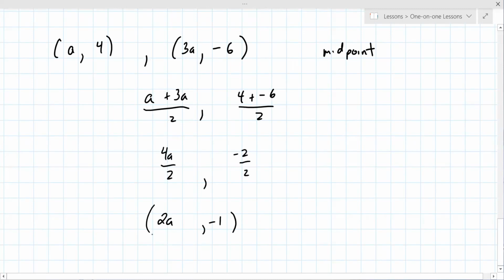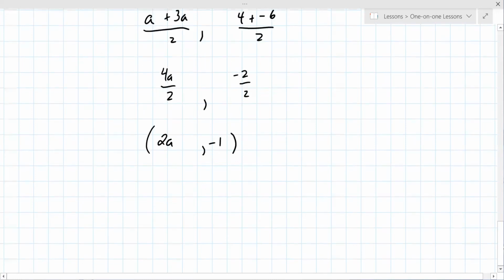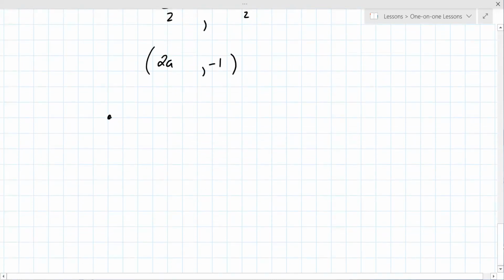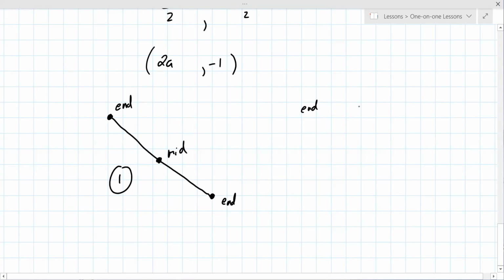Okay. Now, just to be clear on what a midpoint is, here's a point, here's another point. The midpoint is the place that's halfway between them, obviously. Usually you get the endpoints to find the midpoint, so this is option one. But I could also give you one endpoint and the midpoint to find the other endpoint. Let's see how we might do that.